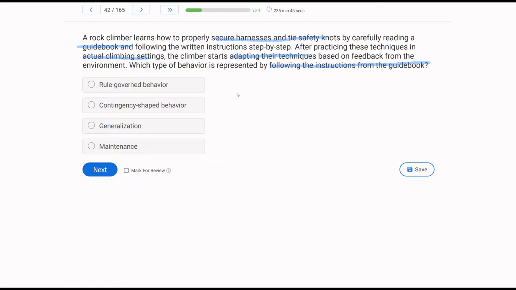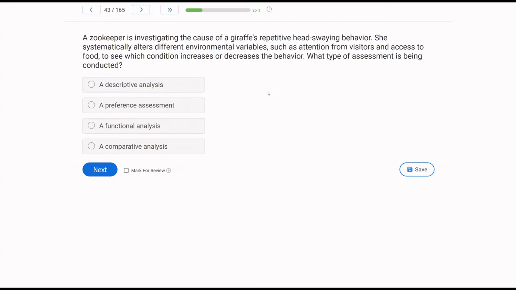And following instructions is most related to rule-governed behavior. Because when you're following instructions, these are verbal statements of a contingency of what you should do. Once he went into the climbing setting and his techniques were changing based on the environment, then his behavior was actually shaped by the contingencies. His behavior of following instructions from the guidebook was rule-governed.